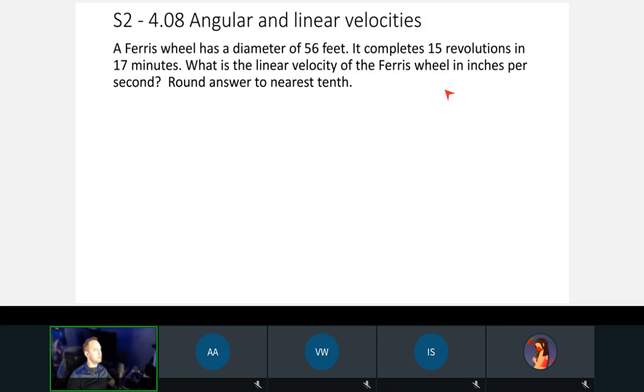A Ferris wheel has a diameter of 56 feet. It completes 15 revolutions in 17 minutes. What is the linear velocity of the Ferris wheel in inches per second? So that's important. Inches per second. Round answer to the nearest tenth.